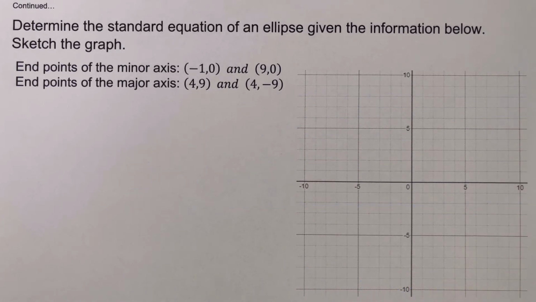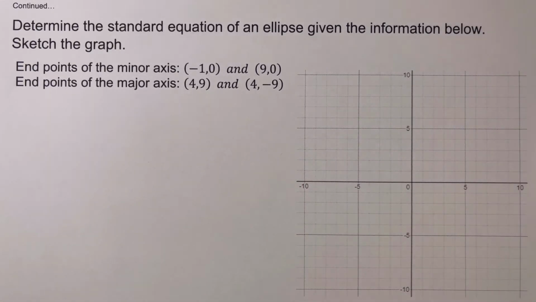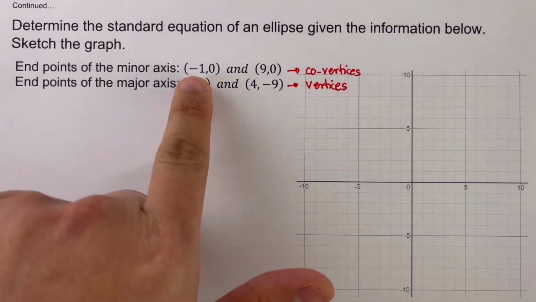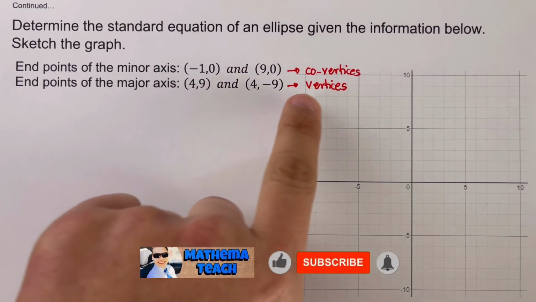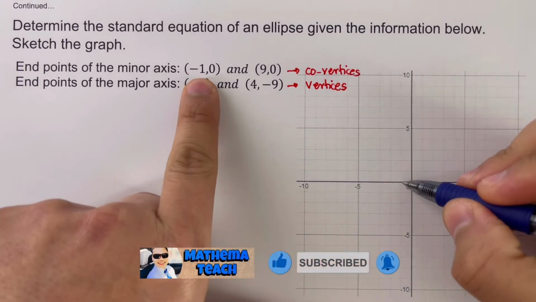Okay, so we go over the problem here. Again, we remember that the endpoints of the minor axis are actually the co-vertices, while the endpoints of the major axis are actually the coordinates of the vertices. So I'm going to label that up here. Let's sketch or plot these 4 points and label them as either co-vertex or vertex.